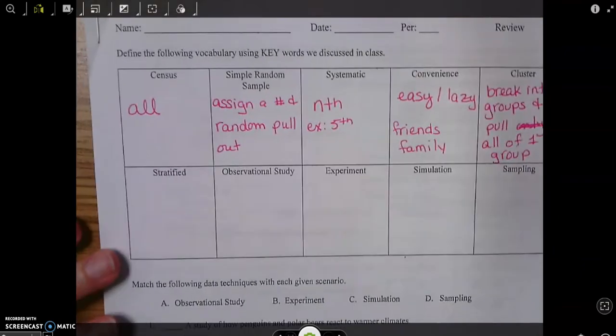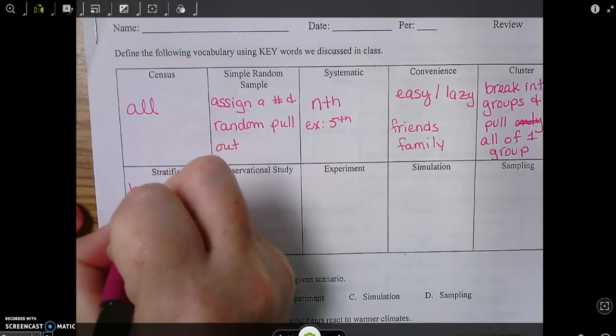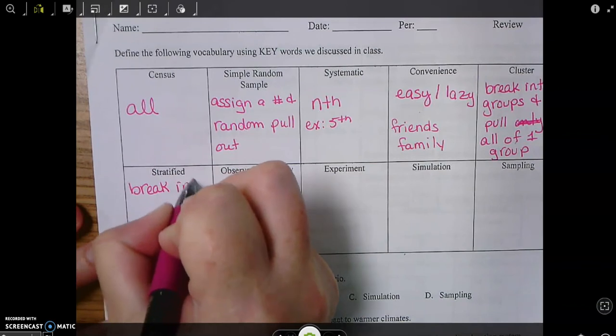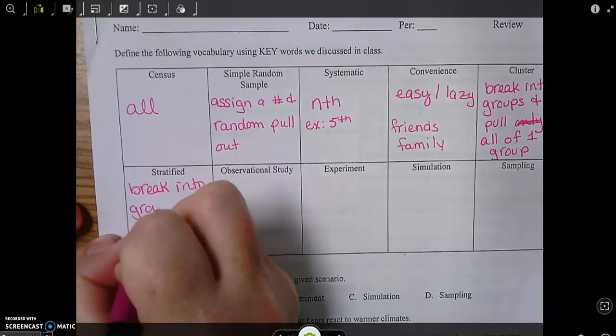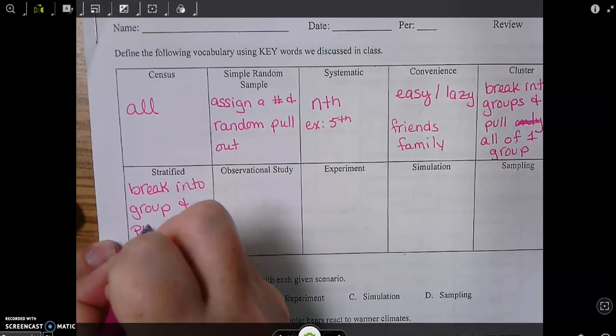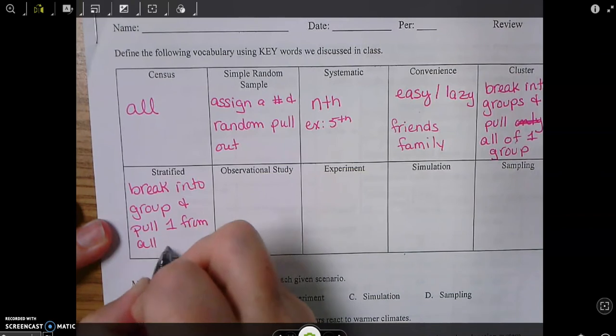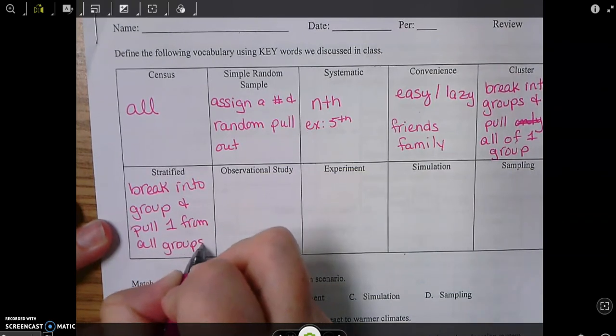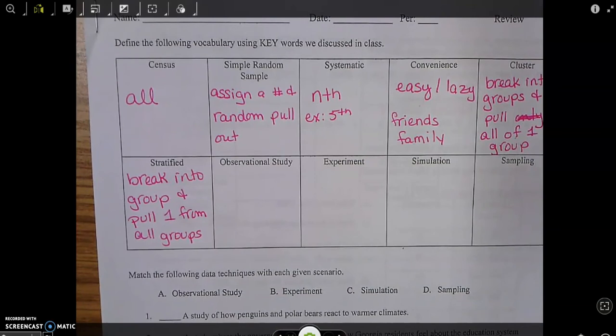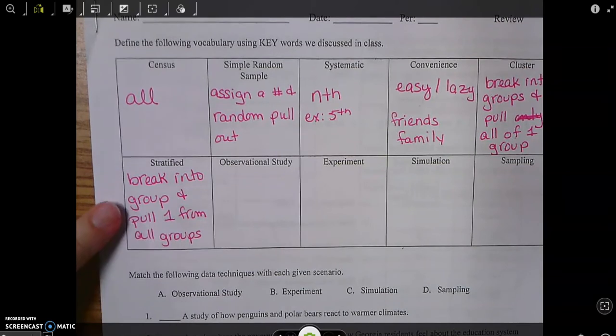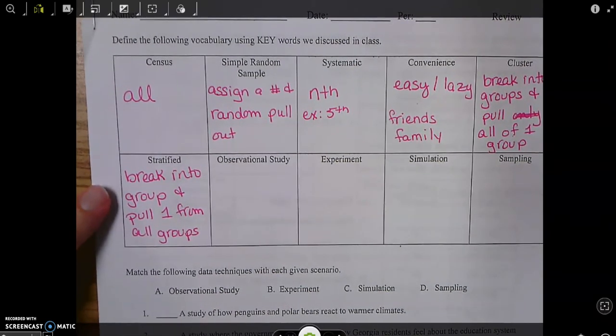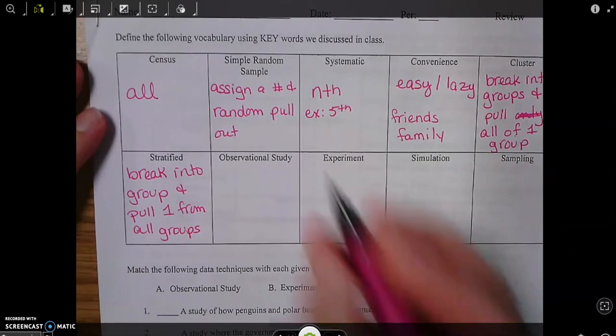Okay. Now, stratified is when you break into groups and then you pull one from all groups. So let's go back to Berkmar High School. We have everyone in a group broken up into a classroom during 3rd period. So they go and pull one student from every classroom to talk about how they like it at Berkmar. Okay, that would be that one.